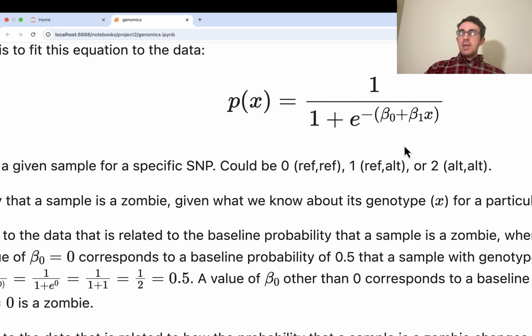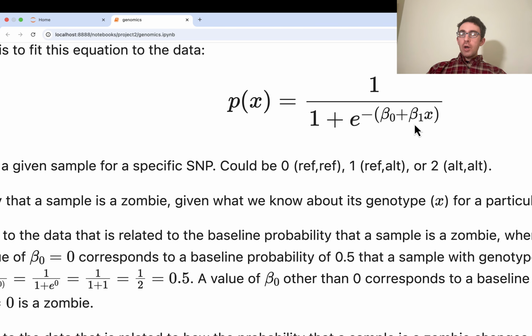So what does it mean if we have a beta 1 value of 0? Again, I'll put that to you. Maybe you want to pause and think about it. What does it mean if beta 1 is 0, and what does it mean if beta 1 is something other than 0?